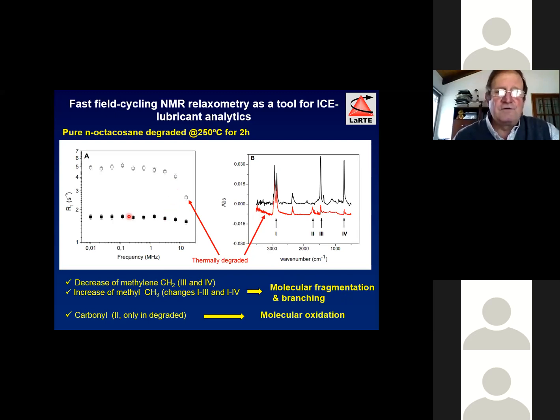And of course, everyone is sensitive to these changes. But also we have the appearance of carbonyl groups. That means oxidation as another process that is important under heating of the sample. And also, this is a reason why R1 may be more efficient.